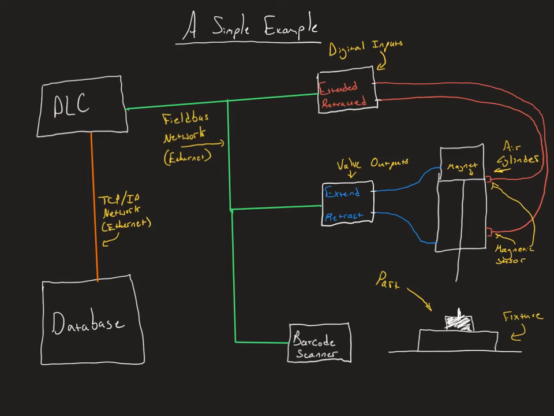The PLC would recognize that its action that it had commanded had been fulfilled, and it would then log that the cap had been placed onto that particular pin by reading the barcode to know which pin had been capped, and then it would send the barcode of the pin and the completed cap time to the database.